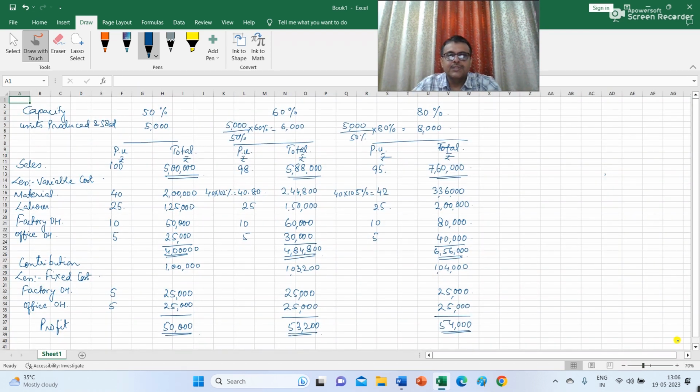Those who are watching this lecture on a laptop can see this entire working on one screen. We have calculated first the number of units produced at the three different levels of capacity. Then we have calculated the sales, the variable cost, then contribution, and the total fixed cost at three different levels of capacity, and ultimately we have calculated the amount of profit.